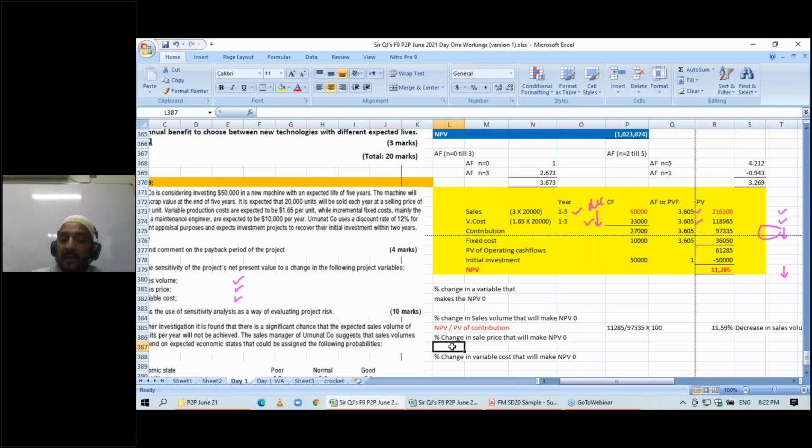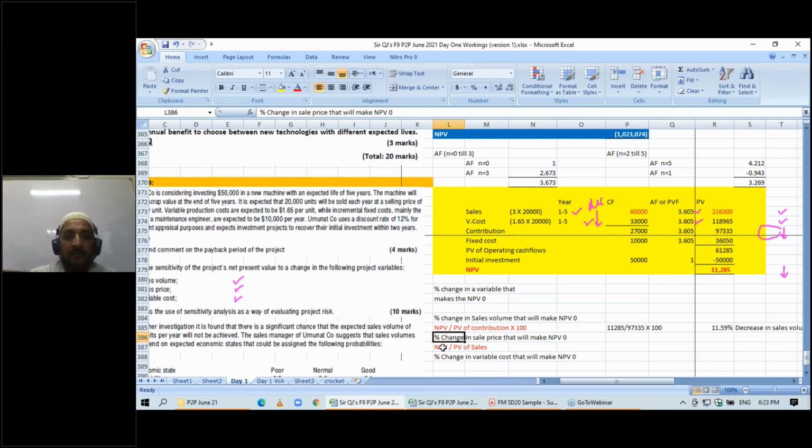And so what should be the next formula? Now if you move on to the sales price, the change in sale price in our question will only affect the sales, and ultimately the present value of sales. So the NPV shall be divided by the present value of sales only. So this will be the formula multiplied by 100. There is a multiplication by 100 in all cases.